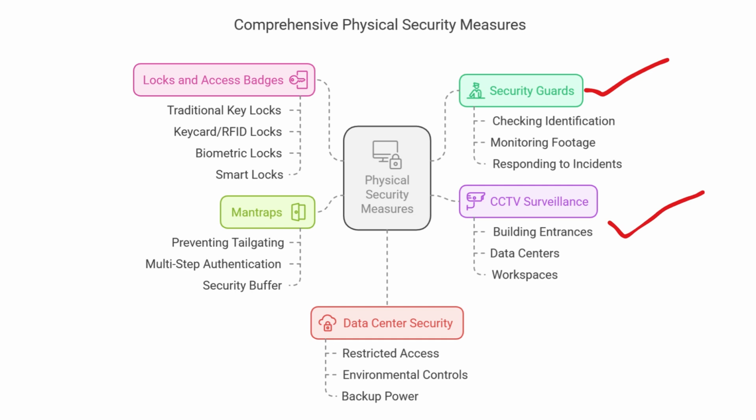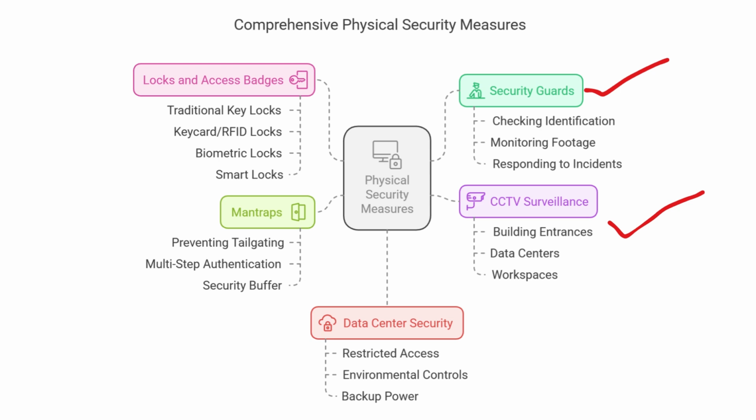CCTV surveillance. CCTV cameras provide constant surveillance over key areas like building entrances and exits, data centers and server rooms, and workspaces where sensitive documents are handled. For example, a financial company uses AI-enhanced CCTV cameras that recognize faces and match them to employee records, alert security teams if someone is in a restricted area after hours, and automatically flag suspicious movements, like someone tampering with a locked door.